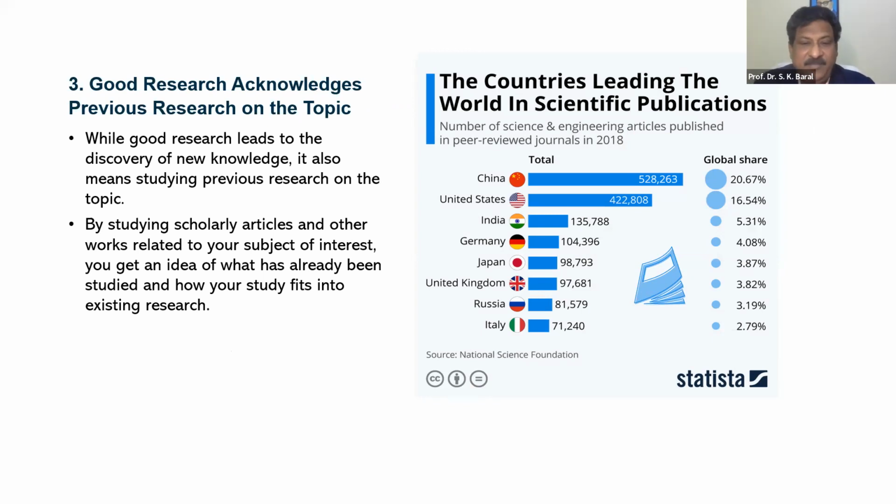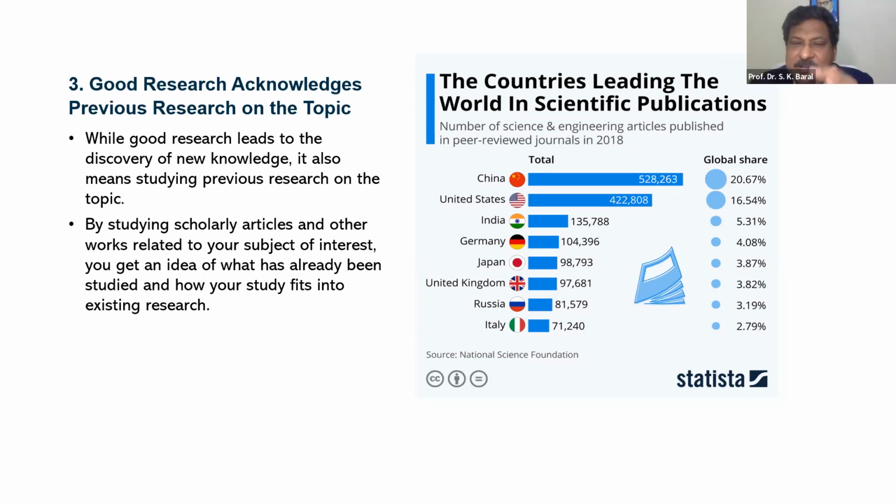And the third quality is good research acknowledges previous research on the topic. You remember, when a researcher is going to start their own research, it leads to the discovery of new knowledge. As you know, we have already discussed from the beginning, research is meant to apply these scientific studies to derive some new outcomes. And if at all the previous studies have some gaps, gaps may be in population, gaps may be in methods, gaps may be in other parts, we have to identify the gap, and accordingly we have to study the literature.